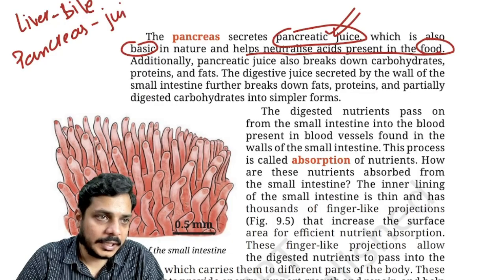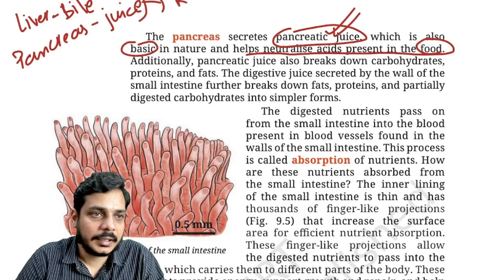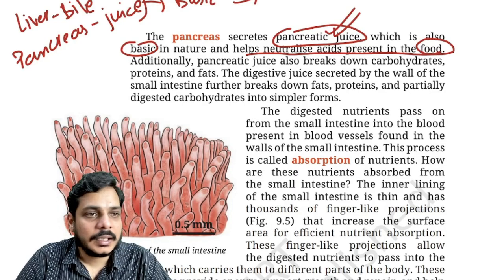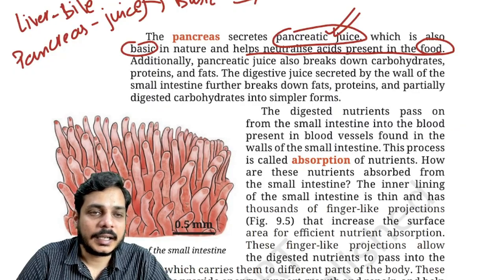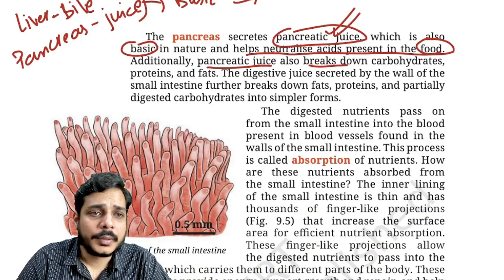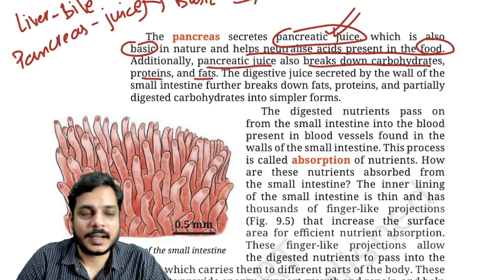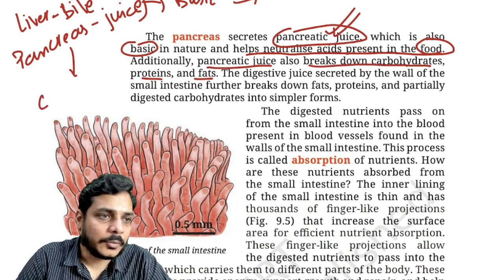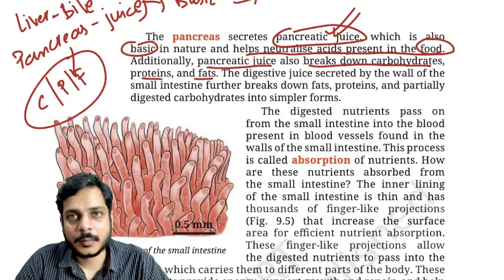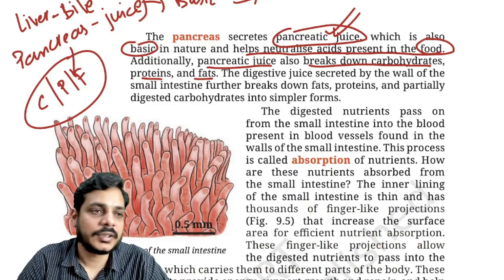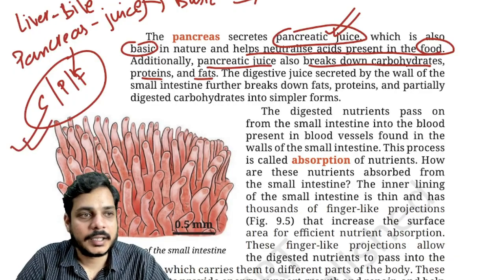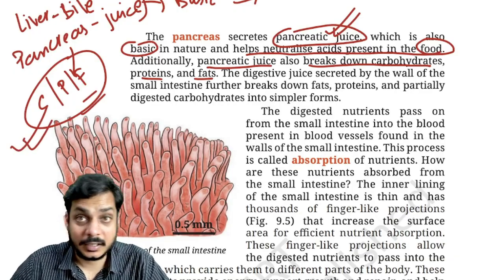The pancreatic juice that is present, both of them are basic, and the nature of these basic mediums is that they will neutralize any type of acid present in the food. The second thing is pancreatic juice also breaks down carbohydrates, proteins, and fats. We were talking about carbohydrates in the mouth, and proteins in the stomach that is getting digested. Now, fats with respect to the liver, that is bile, and then carbohydrates, proteins, and fats by pancreatic juice. Okay, it is very, very important.